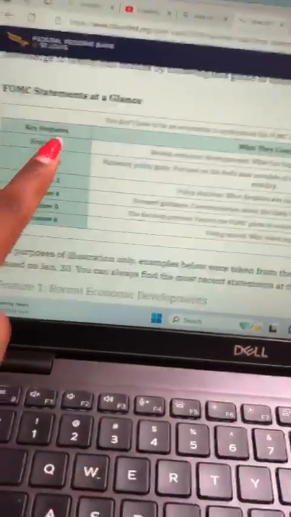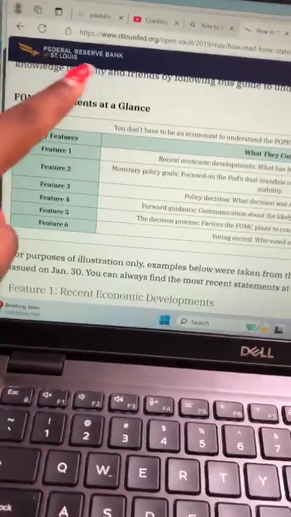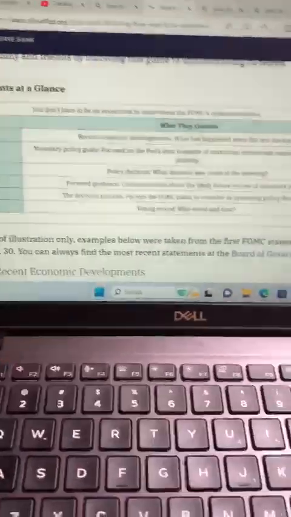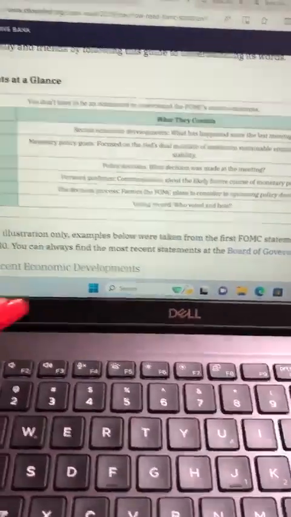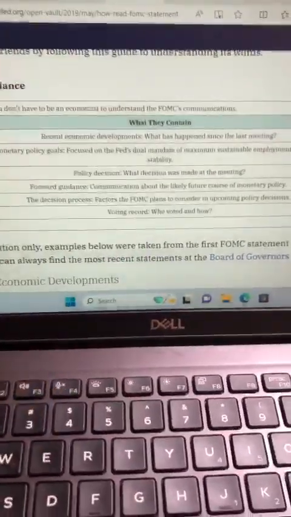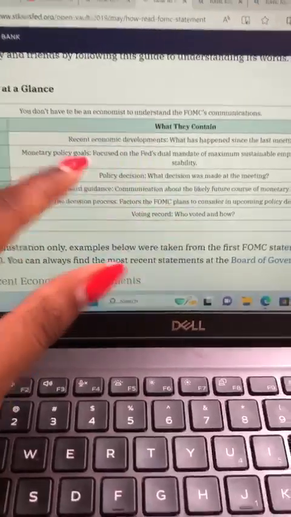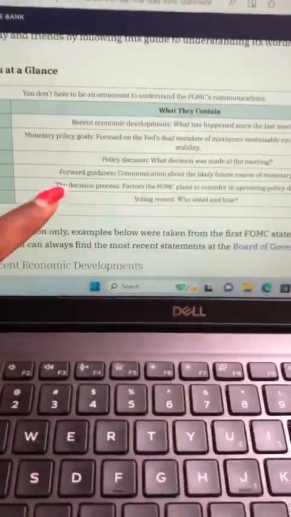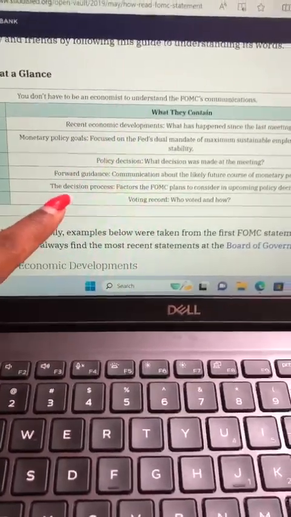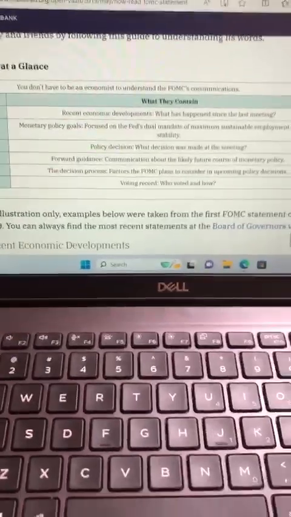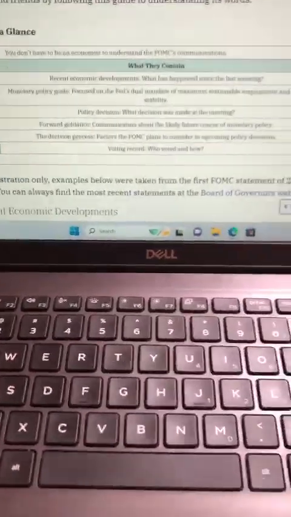But guys, before I show you the strategy, there's something else I need to show you. When the FOMC news is released, this is the Federal Reserve Bank of St. Louis. So I'm just showing you what happens during FOMC. First, they feature the recent economic developments, like what has happened since their last meeting. They also feature monetary policy goals, the policy decision, forward guidance, the decision process, and the voting record.